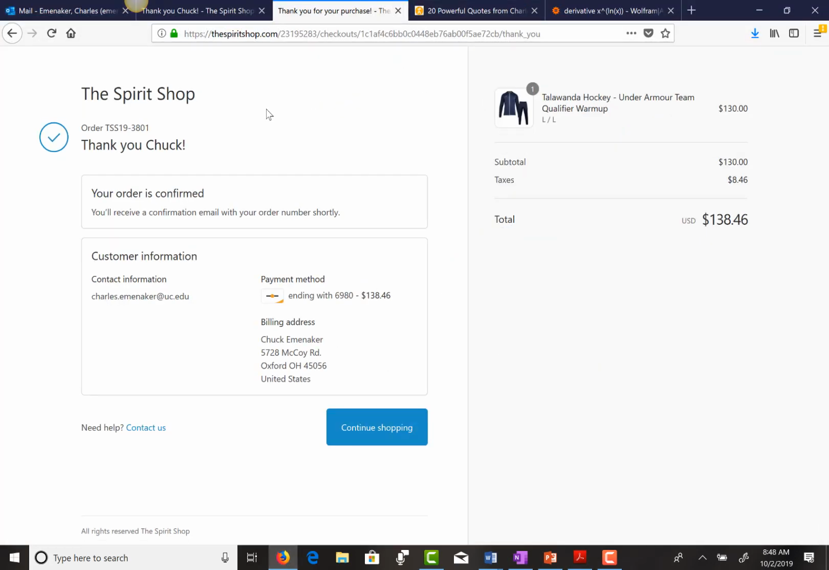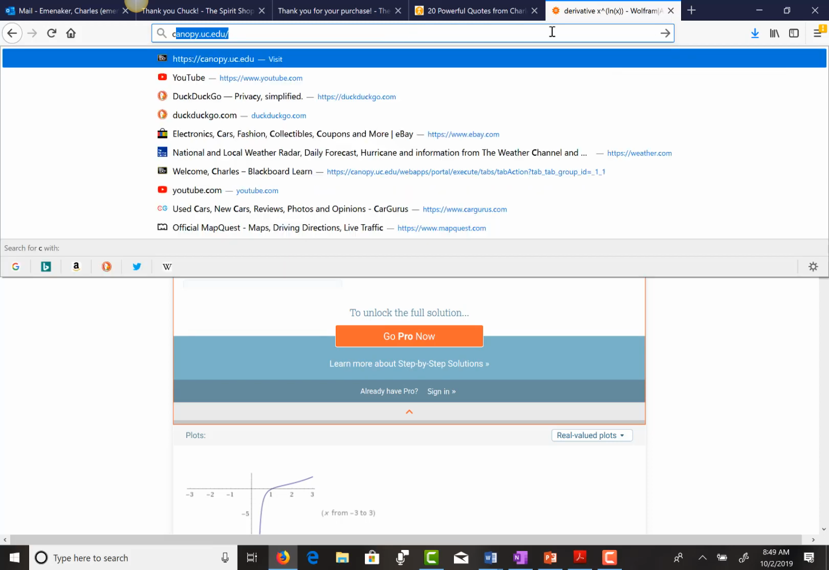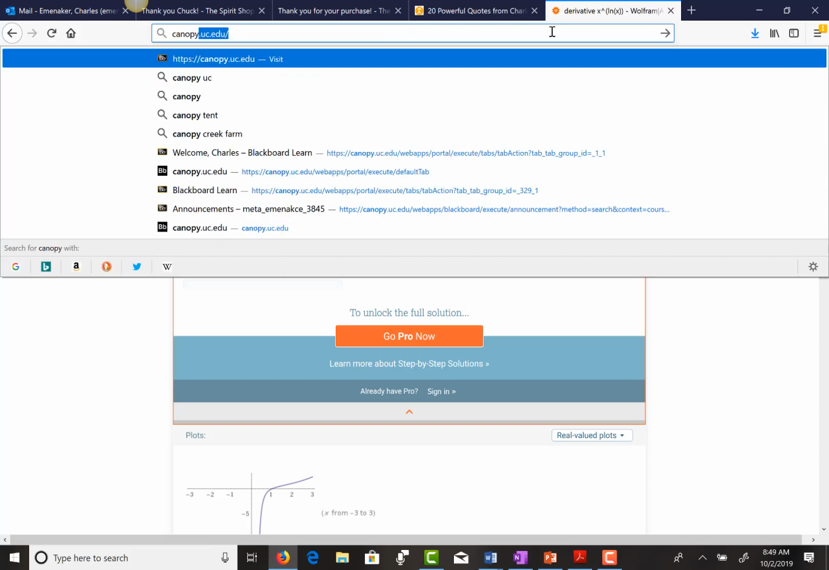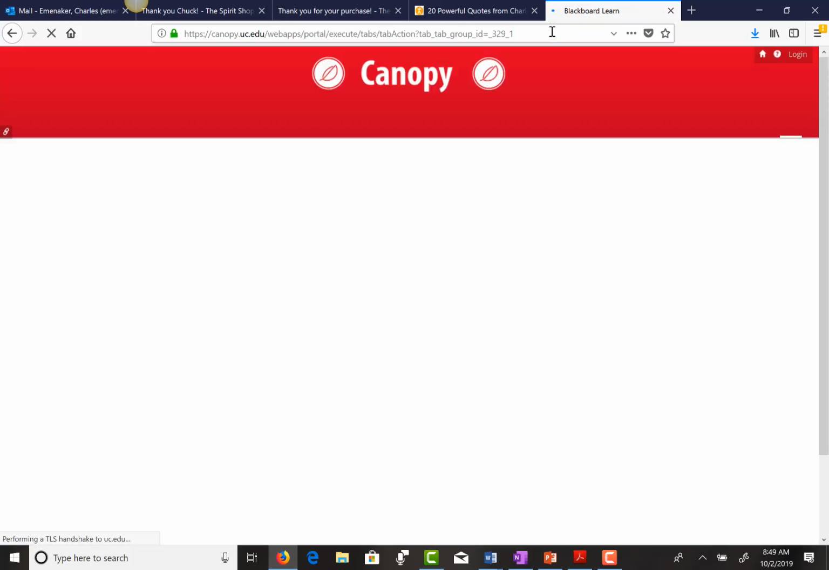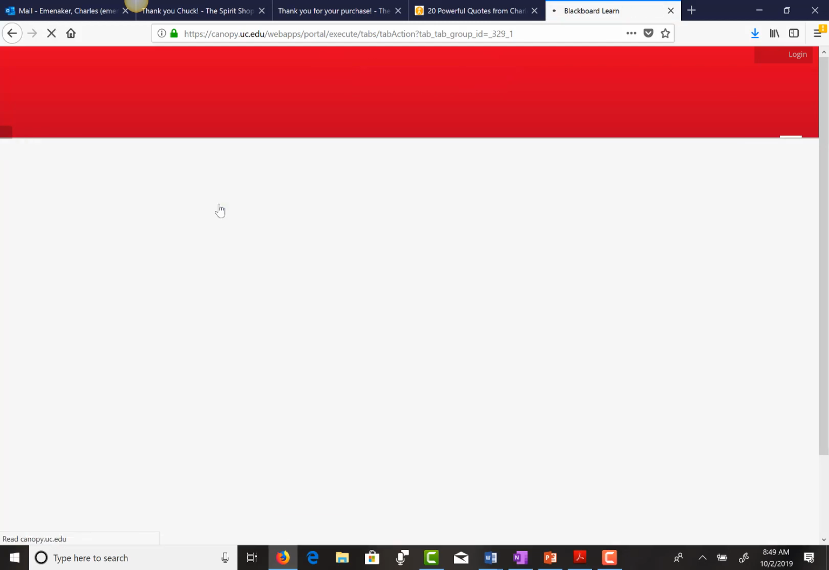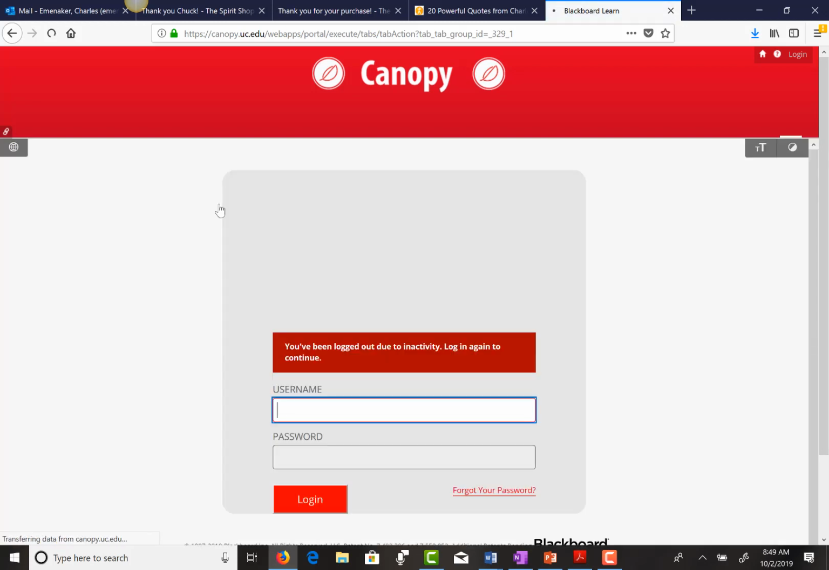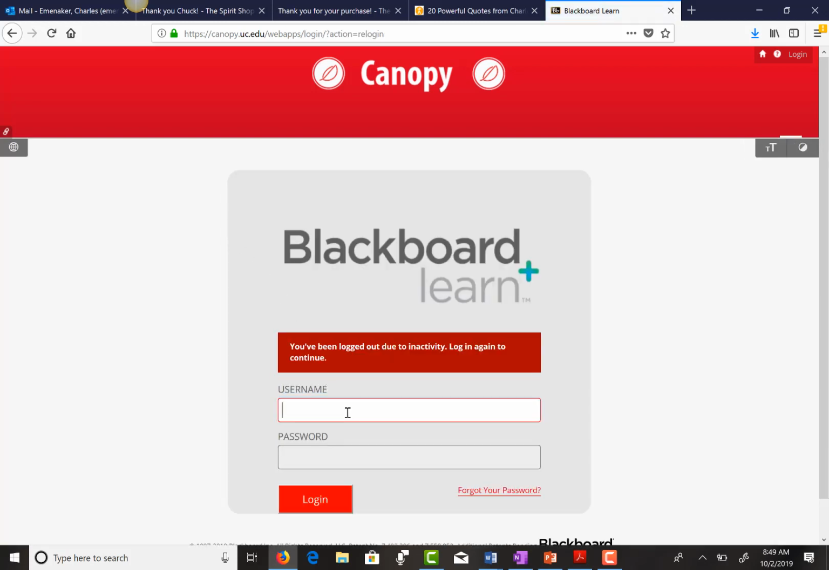Let's see here. I don't have it anywhere, so here we go. Let's just go with this. See, I really do use Wolfram Alpha. Canopy. Blackboard. Come on. The slowest part of this class is waiting for the computer to catch up.